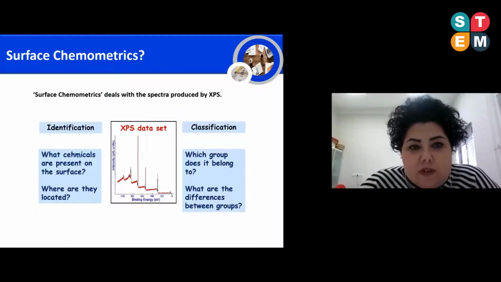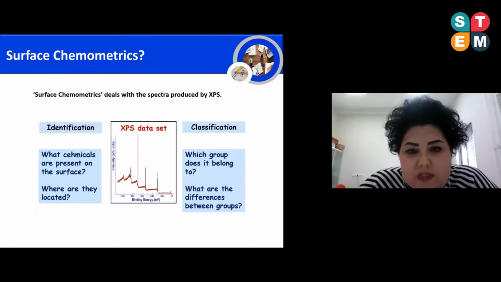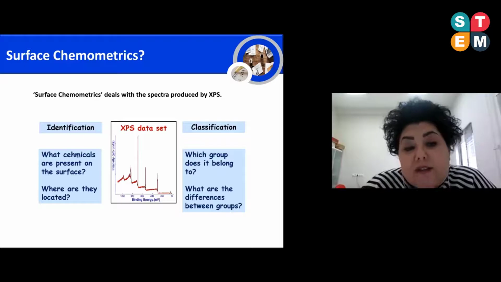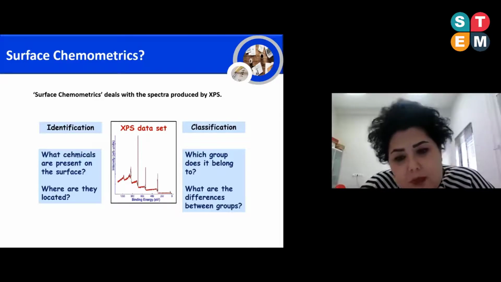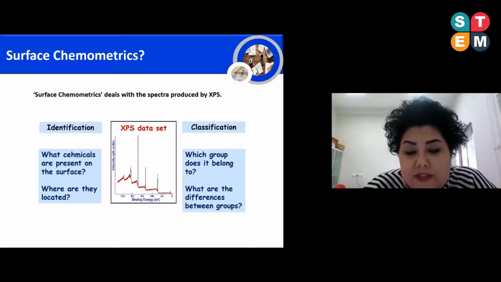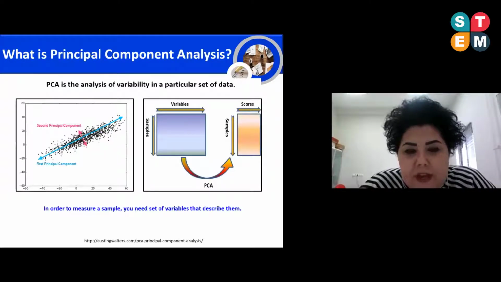Well, what about surface chemometrics? It deals with the spectra produced with the XPS. You can make identification and classification by surface chemometrics. For example, what chemicals are present on the surface can be determined, and where they are located. Apart from this, which group does it belong to, and what are the differences between the groups?